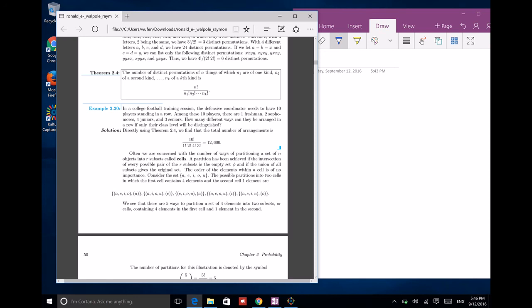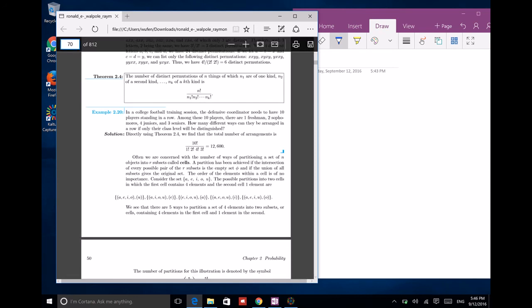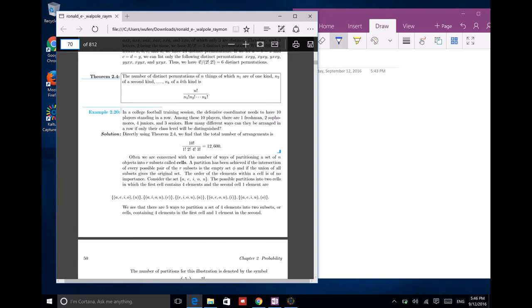So all of the combinations is 10 factorial. But there is 1 freshman, and the 2 sophomores give 2 factorial combinations for those two people. And the 4 juniors together have 4 factorial combinations. The 3 seniors have 3 factorial combinations. So we have to divide out those common combinations.